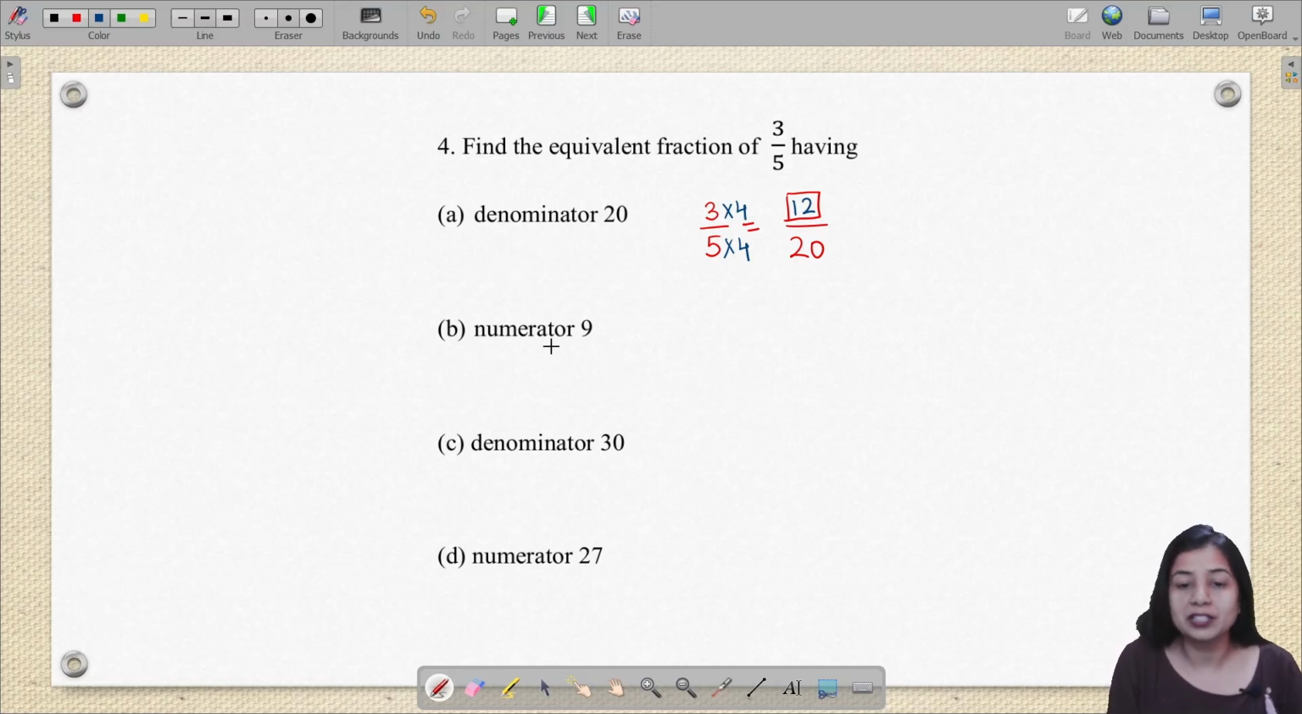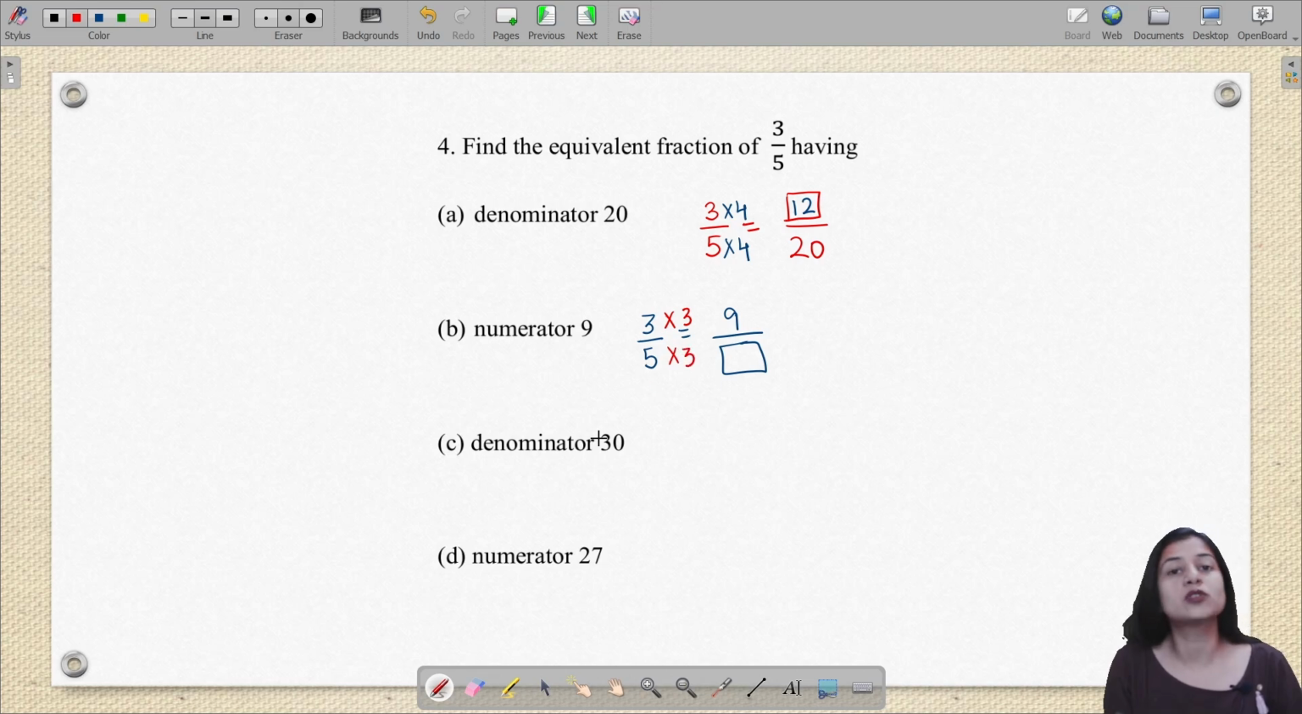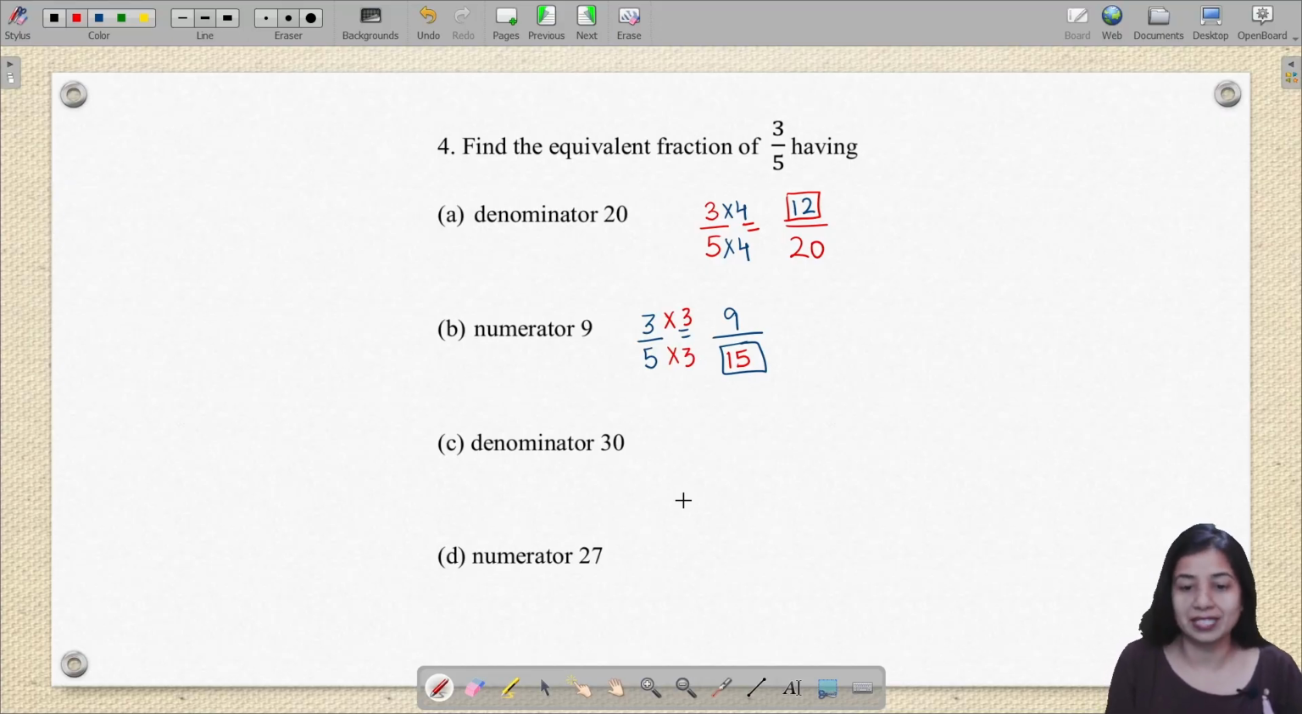Moving to the B part, numerator 9. So 3 by 5 is equal to, 9 is the numerator and we have to find the denominator. So here 3 is multiplied by 3 to give us 9. So obviously the denominator is also multiplied by 3, giving us 15. So now the new equivalent fraction is 9 by 15.